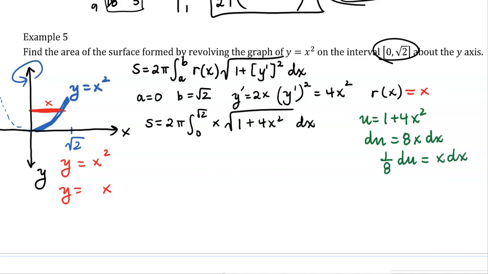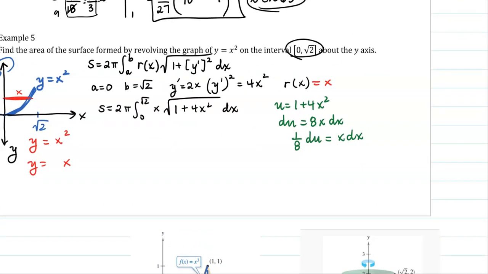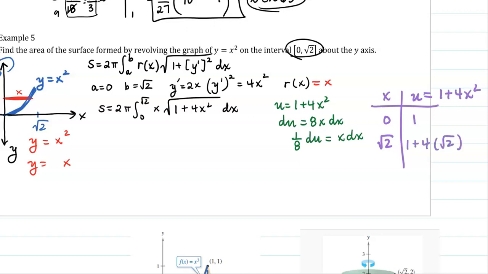I'm going to do the same thing I did last time, and I'm going to change my limits. So I'll make a little table over here, x and u. We started off with x limits of 0 and root 2. u is equal to 1 plus 4x squared. When x is 0, u is 1. And when x is root 2, we have 1 plus 4 times root 2 squared. Root 2 squared is 2. So that's 1 plus 4 times 2, which is 9. So our new limits on the integral will be from 1 to 9.